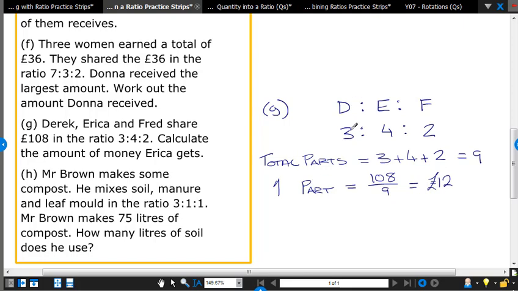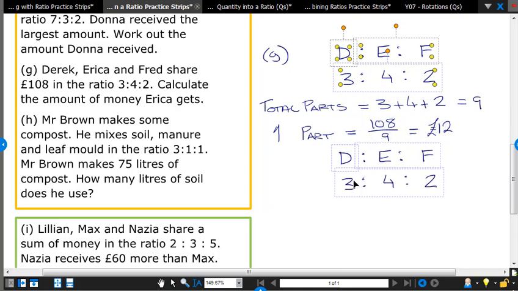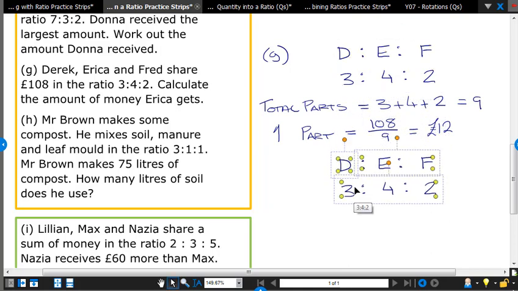Okay, so let's bring this down. So we'll just rewrite this. We need to know how much Erica gets. Well, if one part is £12, Erica gets 4 parts. So we know 4 times 12 is 48. And that's it, £48. We're not asked what anybody else gets.